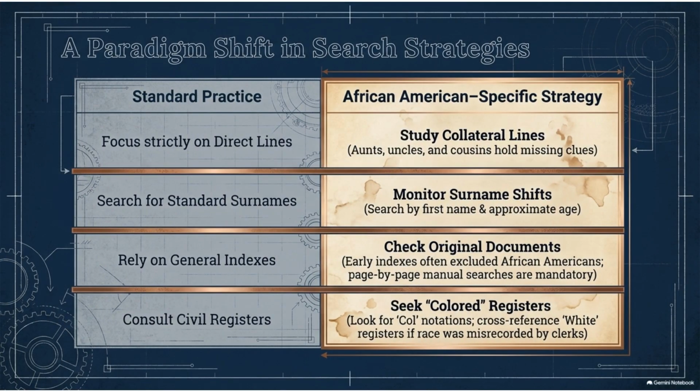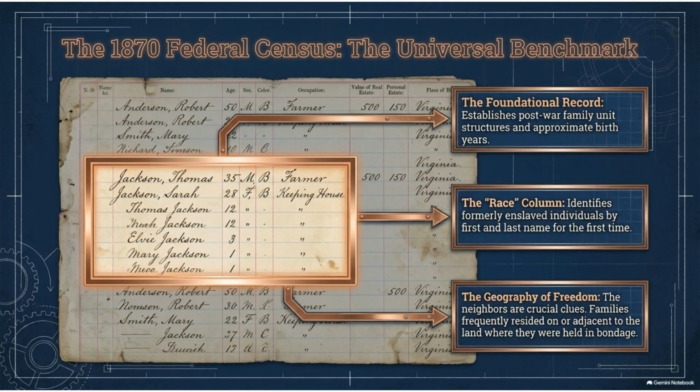Effective research requires a paradigm shift. Unlike standard genealogy, African American specific strategies include studying collateral lines, monitoring potential surname shifts, performing manual page-by-page document searches, and closely examining colored registers for critical clues. The 1870 federal census serves as the universal benchmark. It is a foundational record that identifies formerly enslaved individuals by name for the first time, reveals post-war family structures, and provides crucial geographic clues through proximity to neighbors.